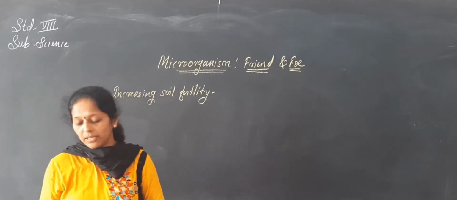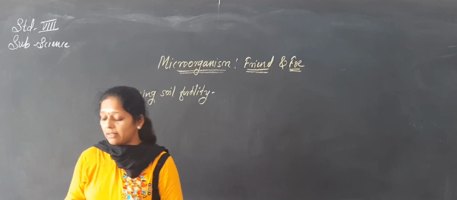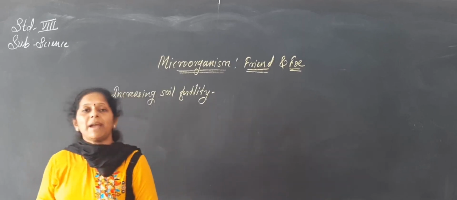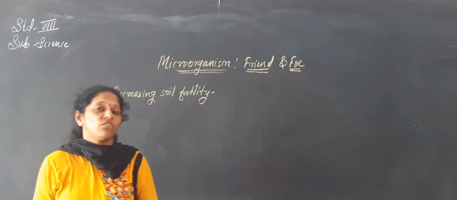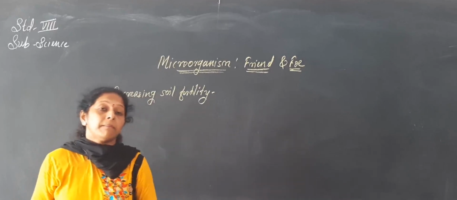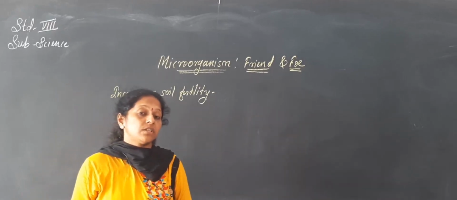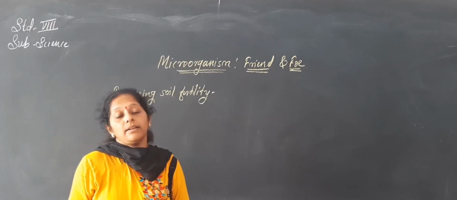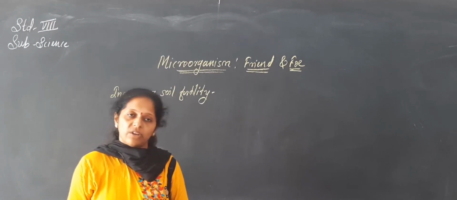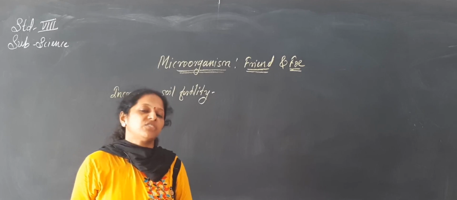Now we are learning about increasing soil fertility. How is soil fertility increased? Some bacteria enrich the soil by fixing atmospheric nitrogen. They absorb the nitrogen from the air and fix it into the soil, so it will enrich the soil.